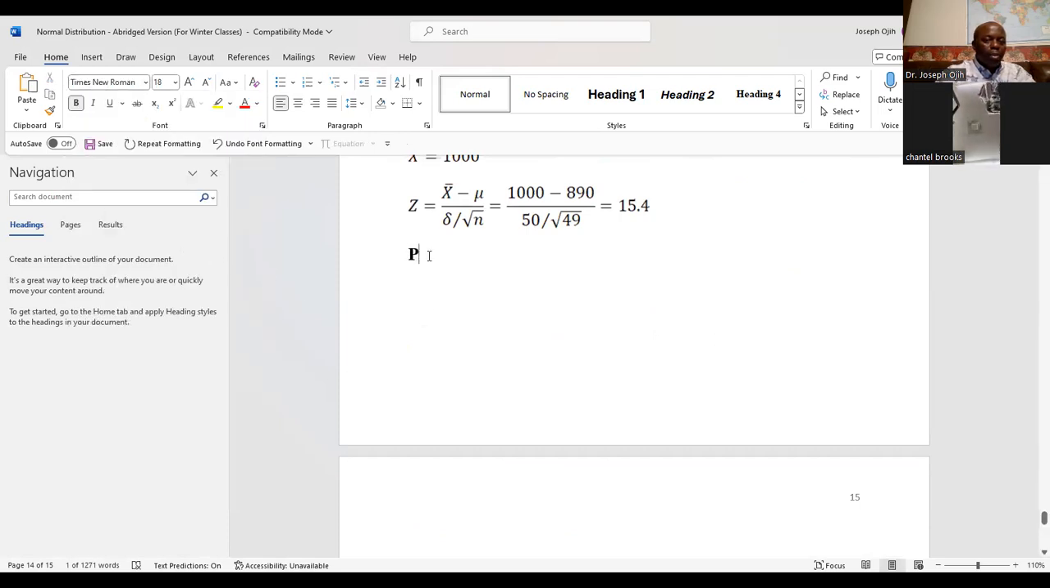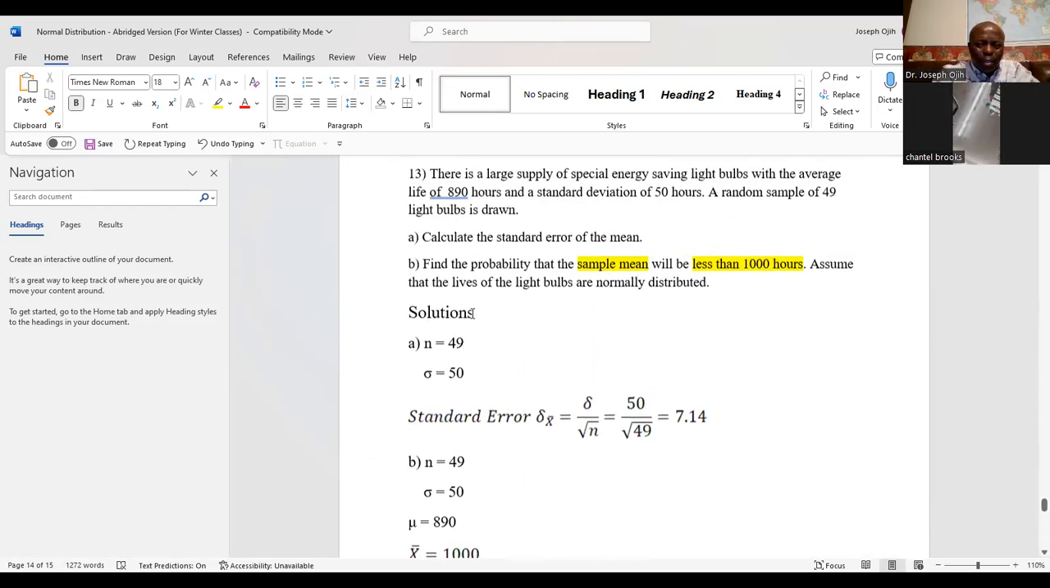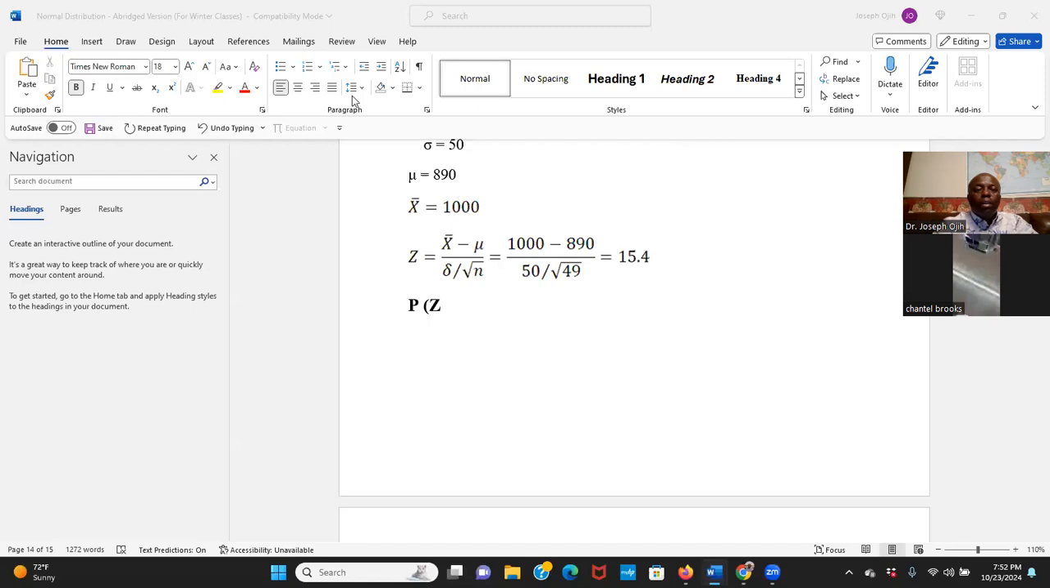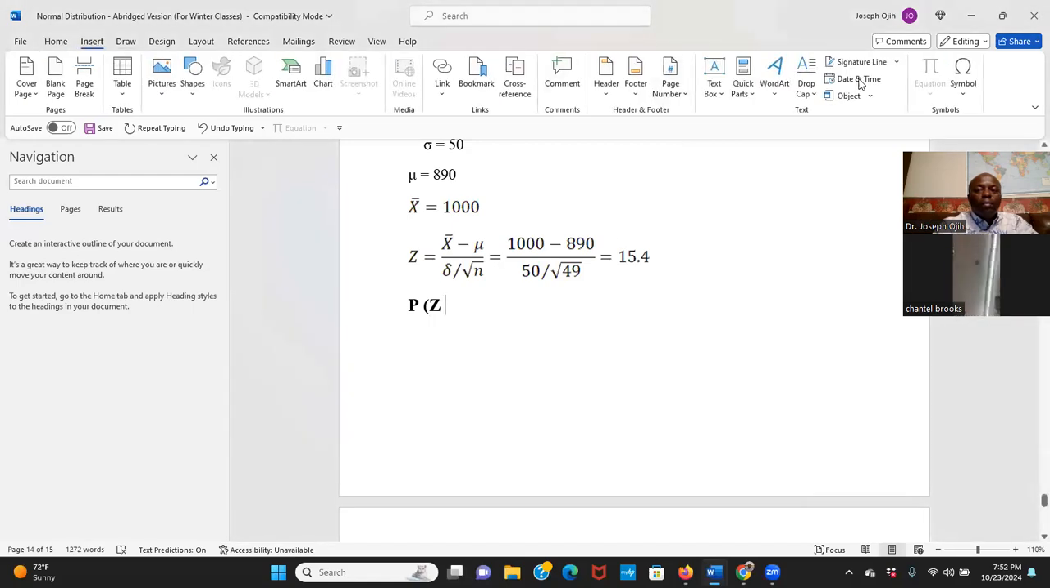Okay, so this becomes the probability that Z is less than... I'm going to put the less than sign here. Z is less than 15.4.